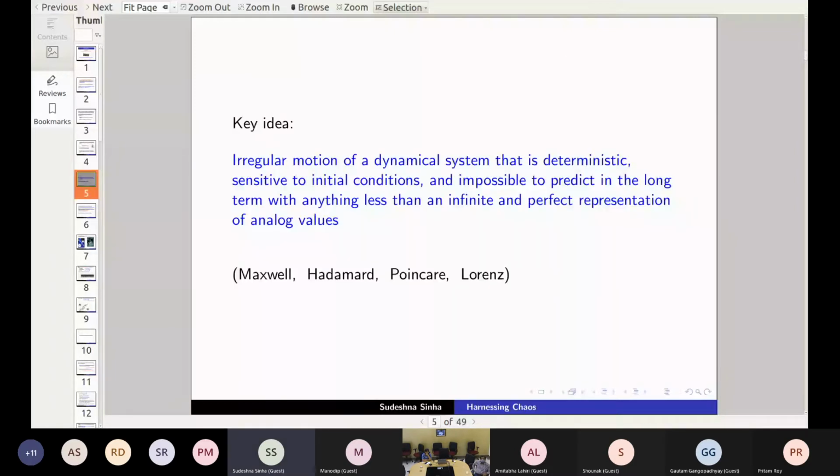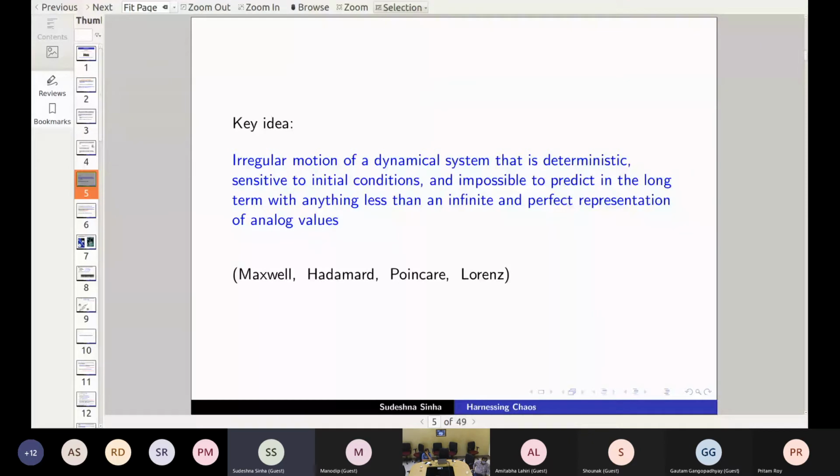So what is the key idea? One of the key ideas was that irregular motion of a dynamical system that is deterministic, sensitive to initial condition, and almost impossible to predict in the long term with anything less than infinite and perfect representation of analog values. So now I have put in quite a few words, but what it means is that unless you have a perfect precision in your state variables, whatever prediction you make is going to be wrong sooner or later, and sooner rather than later.